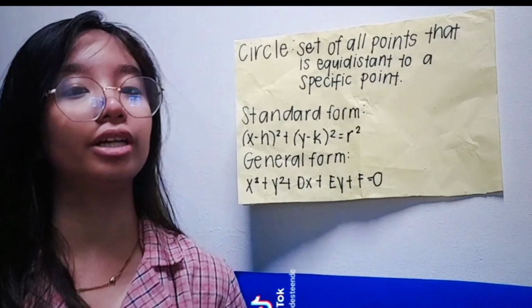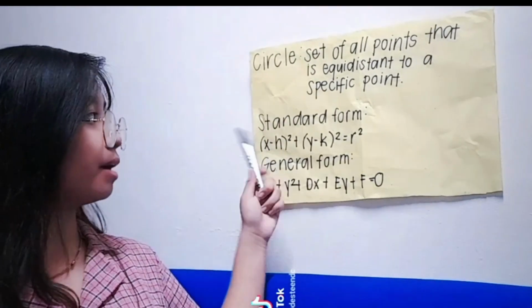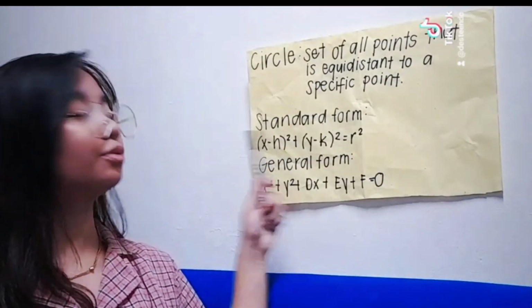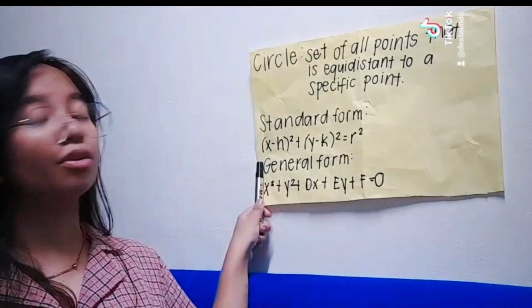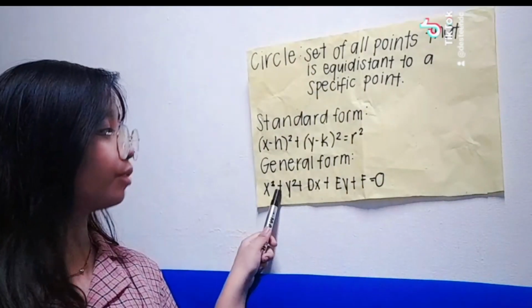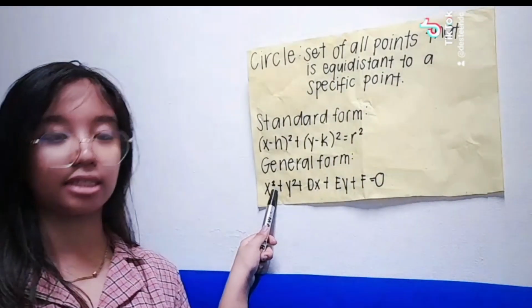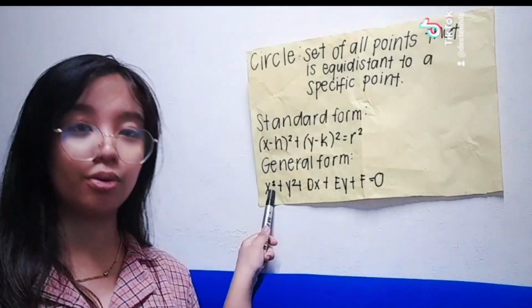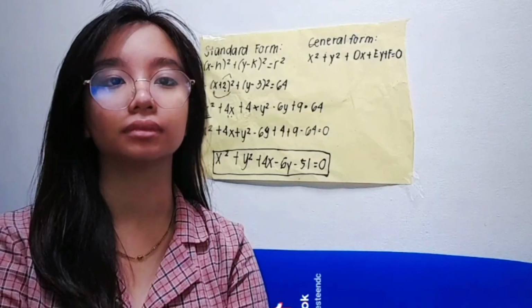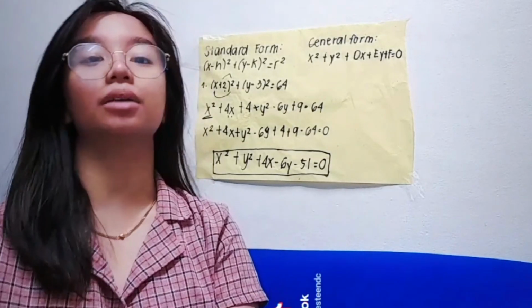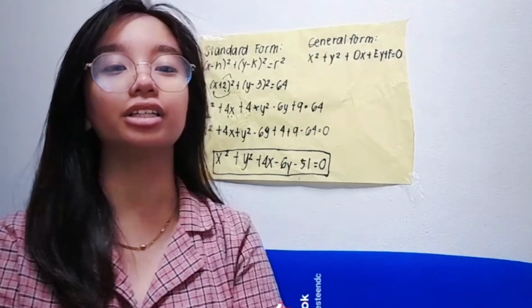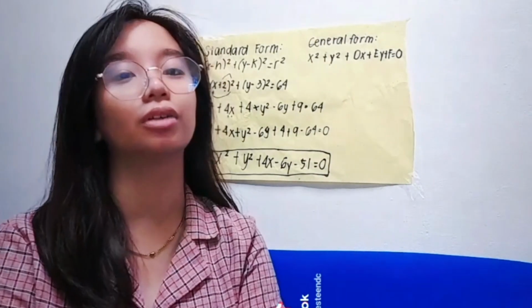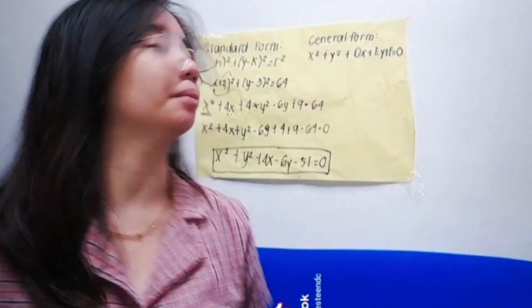The standard equation of a circle is (x minus h) squared plus (y minus k) squared is equal to r squared, while the general form is x squared plus y squared plus bx plus ey plus f is equal to 0. Now that you have already learned about the standard and general equation of a circle, let's move on to how to solve from standard form to general form.